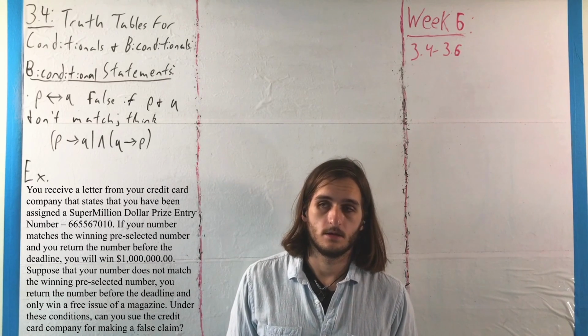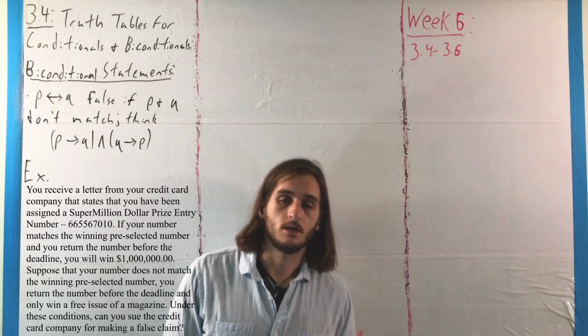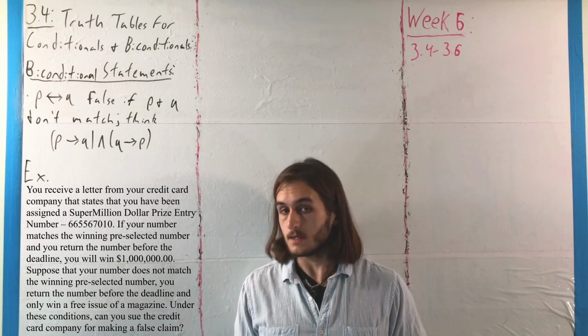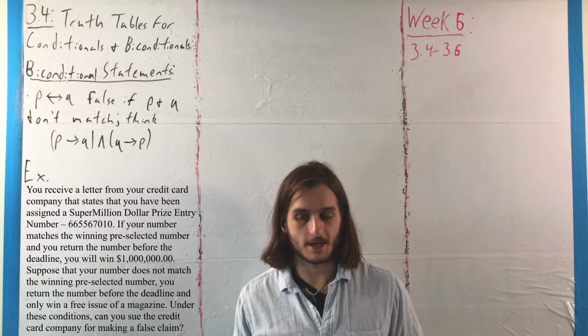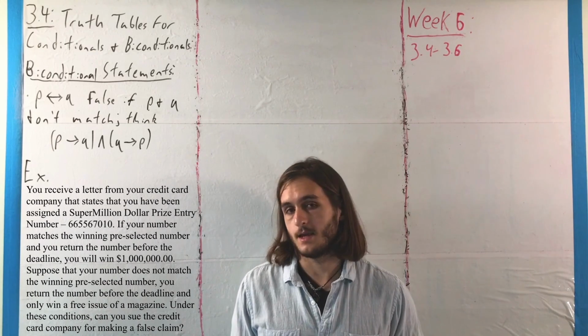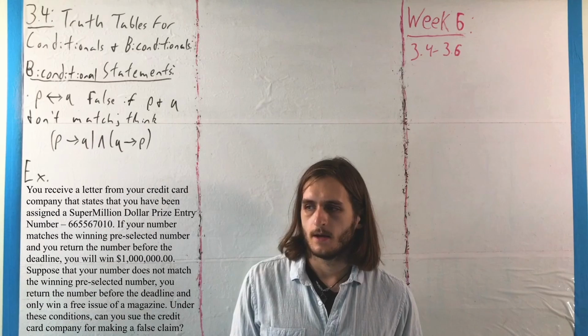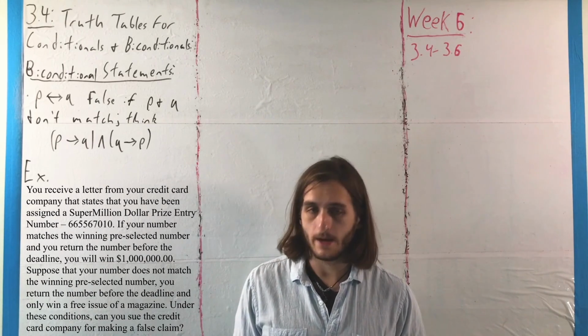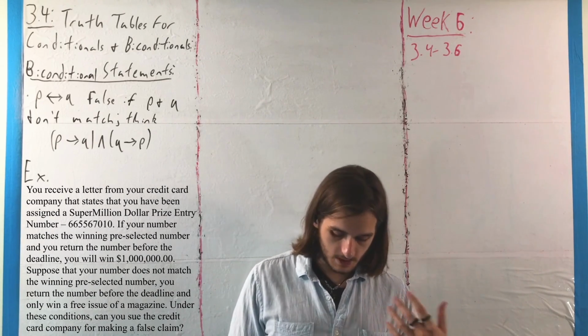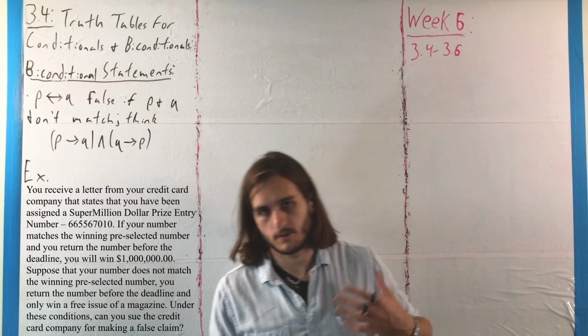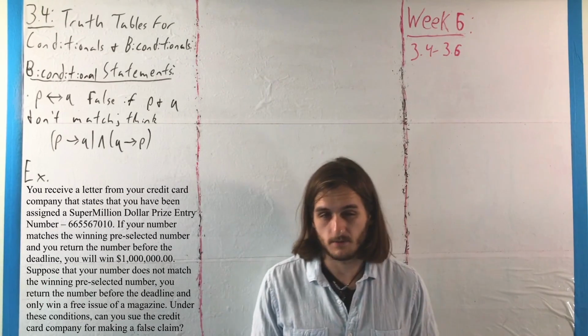Under these conditions, can you sue the credit card company for making a false claim? That is, under the given conditions, is the compound statement, a conditional with a conjunction inside of it that I'll talk about in a second once we set our notation, true given what happened? So first, we're going to define a little bit of notation for how these parts are supposed to fit together.